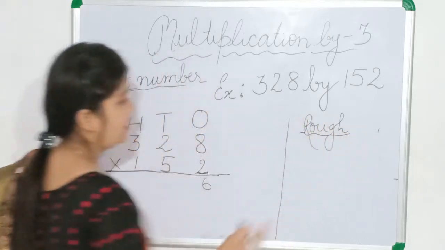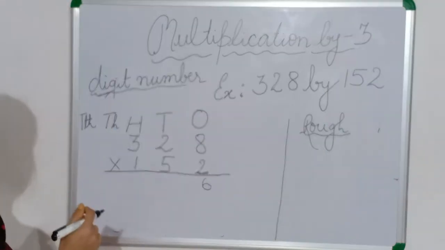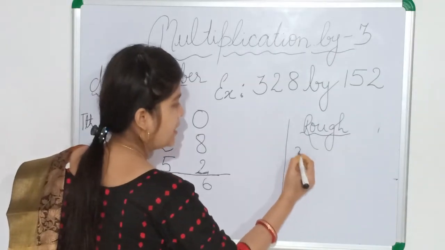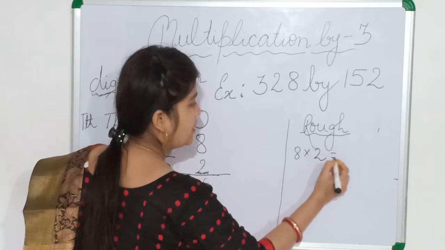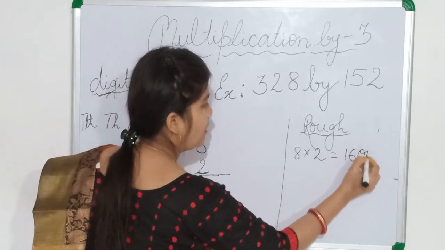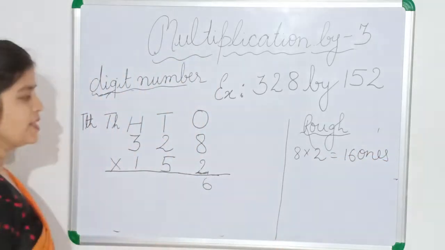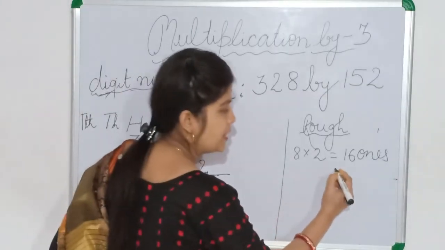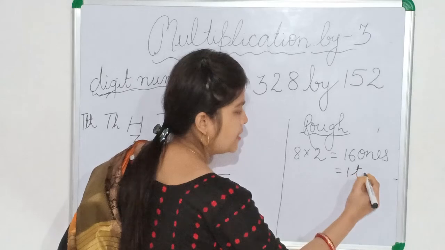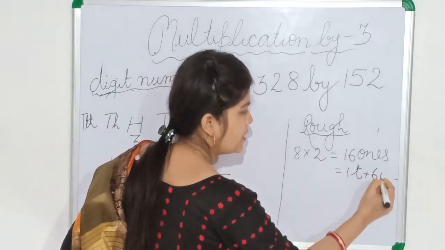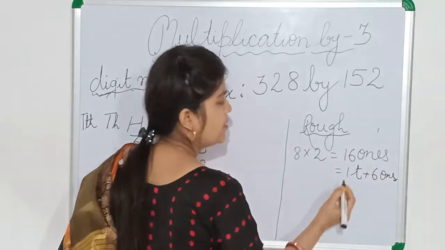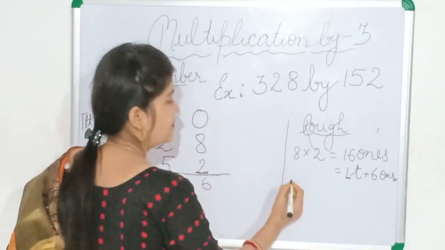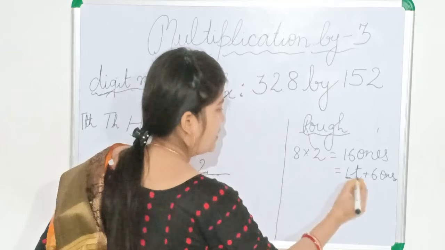Here only I will carry and then I will rub it. Okay, first I will carry, then I will rub it. 8 twos are 16 ones. 16 ones means 6 ones and 1 tens. Okay, it is 1 tens plus 6 ones. So 1 tens I will carry. This I had carried 1 tens.